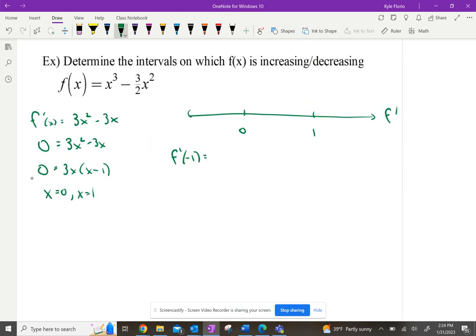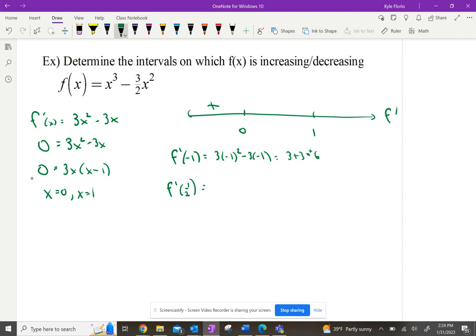So what is f prime of -1? If I plug it into the derivative here, just know that I don't actually care what the value is. I just want to know if it's positive or negative. So if I plug -1 in, 3 times -1 squared minus 3 times -1, that's going to be 3 plus 3, which is 6. I don't care that it's 6. What I do care about is that it's a positive number. So it's positive.